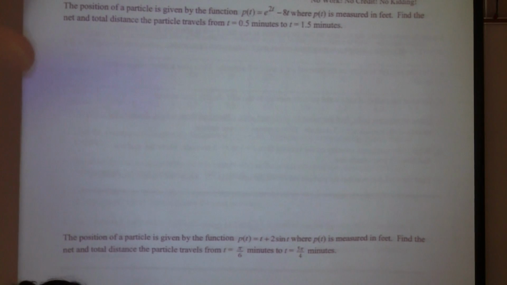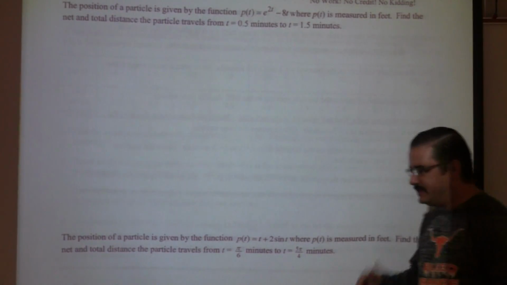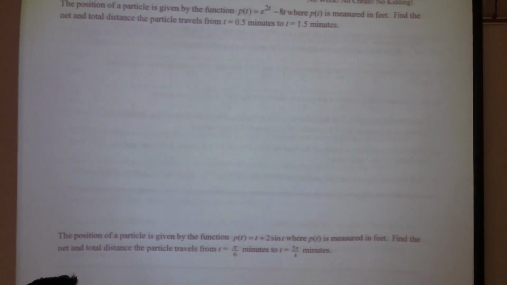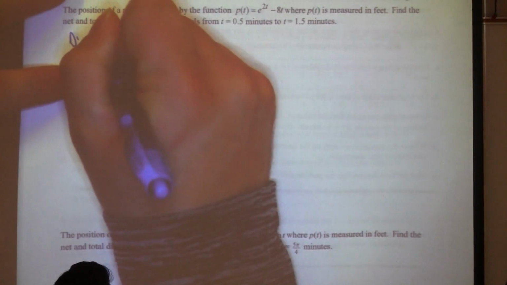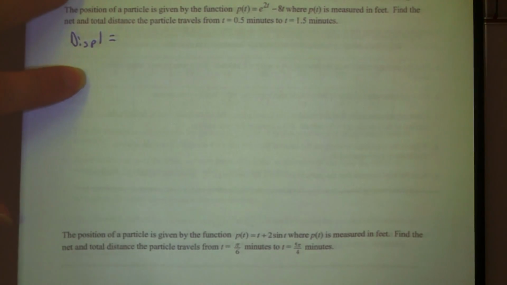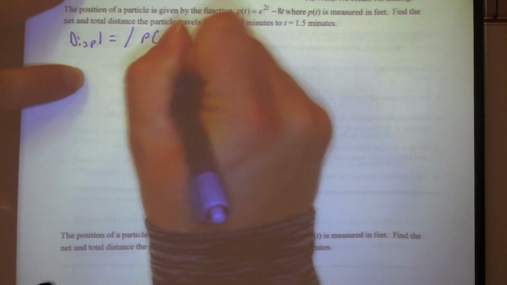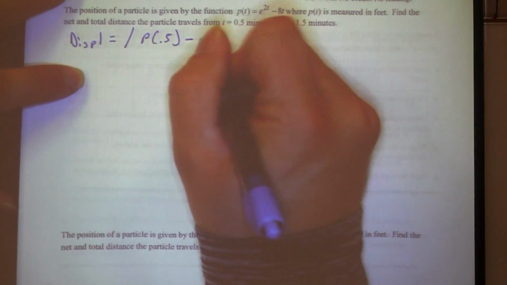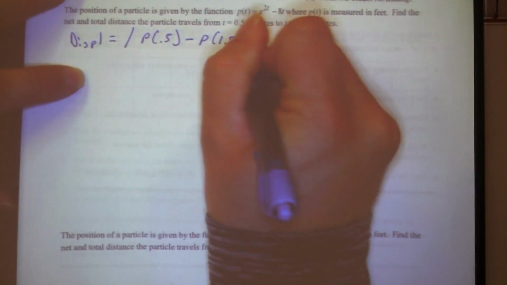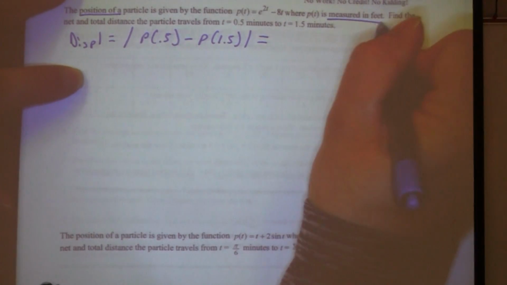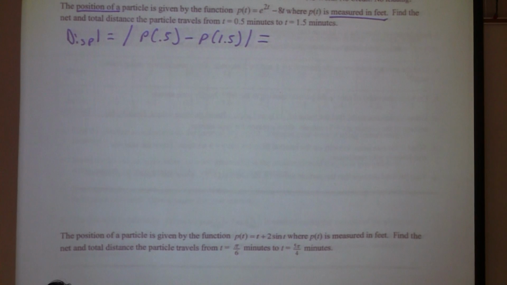Alright. So again, here's another position function. They want the net distance or the displacement and the total distance. I'll help you with the displacement, okay? That's the easy one. So displacement, what would it equal? Absolute value of P of 0.5 minus P of 1.5. Okay, and again, we're given the position, and here it's measured in feet. Okay, so what would I have to do to figure this out?